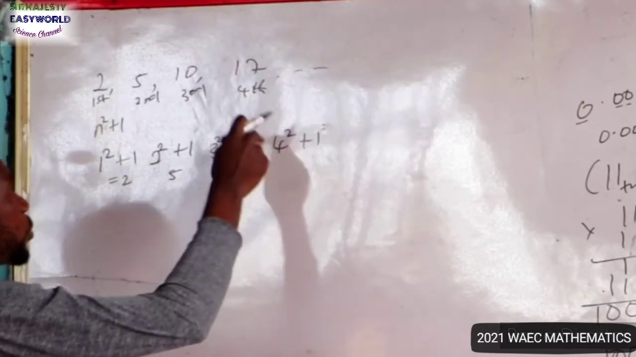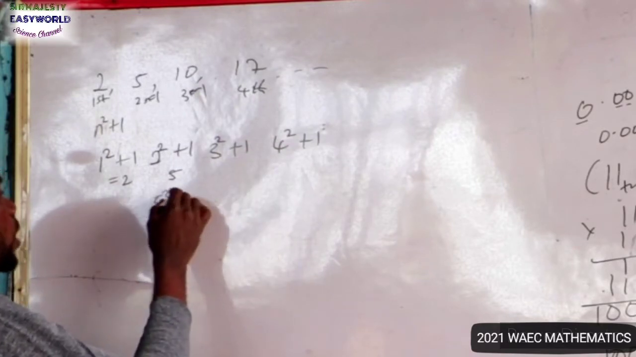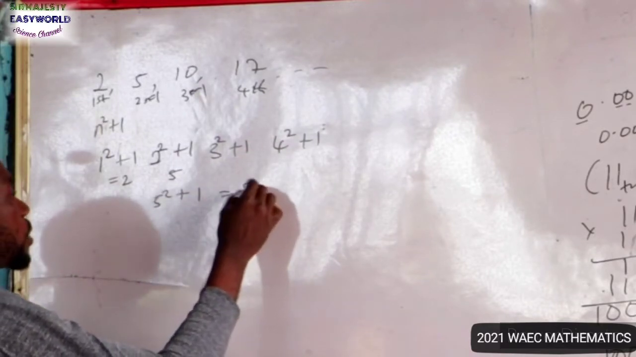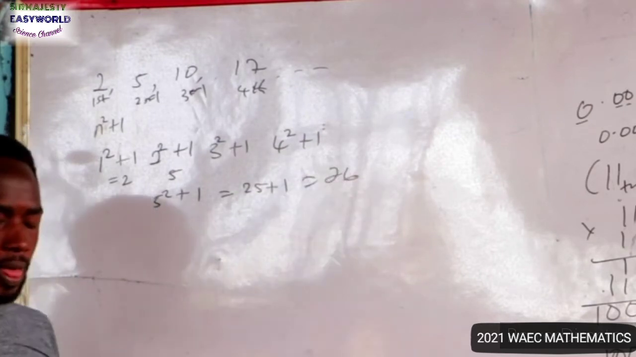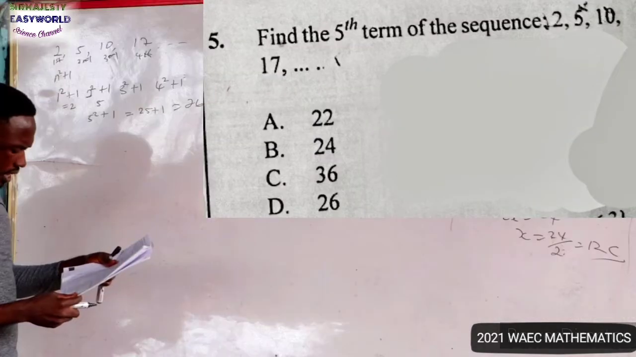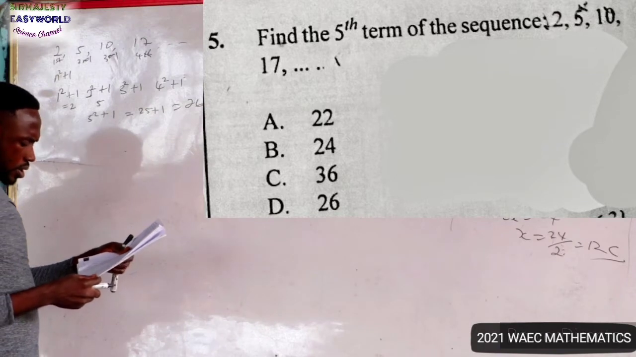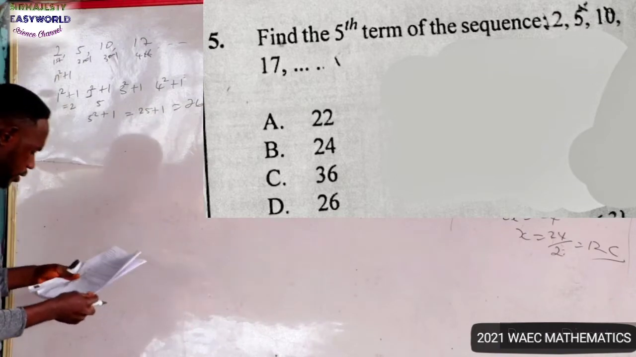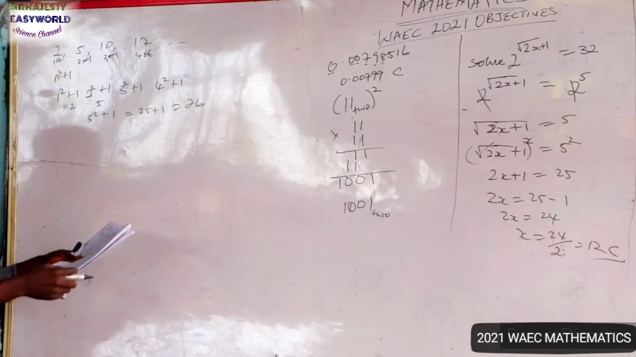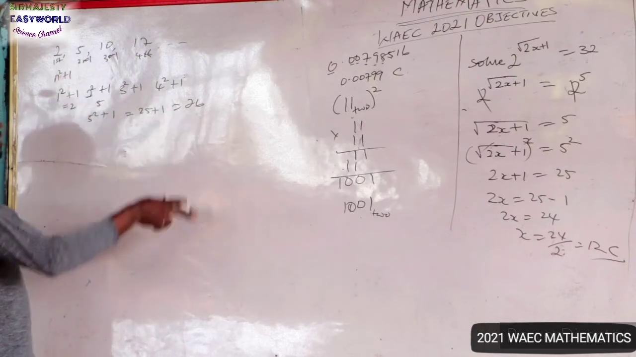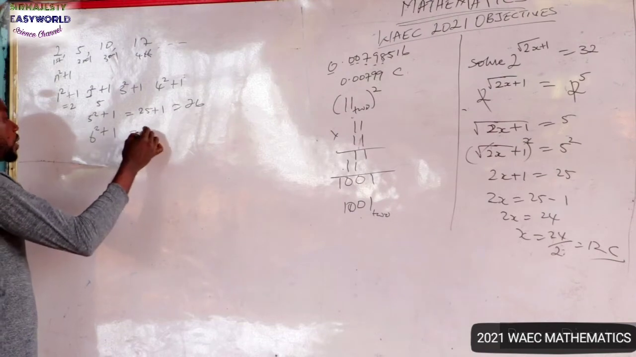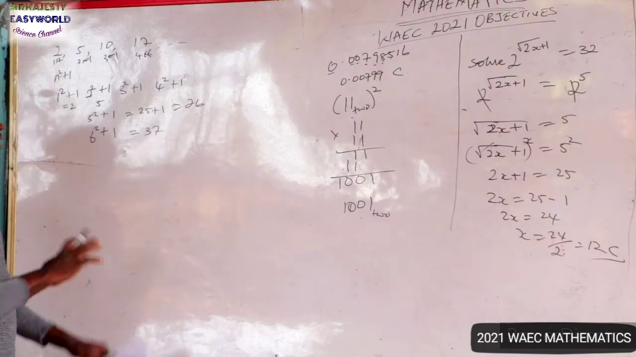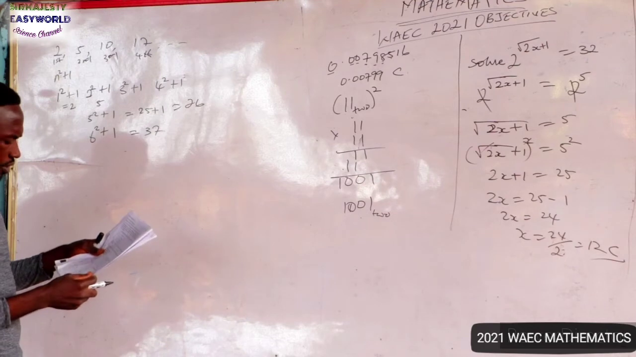So the next term should be automatically 5 squared plus 1. And 5 squared is 25 plus 1, which will give you 26. So, looking at the options, yeah, option D is the correct answer. That is the fifth term. So if you are told to find the sixth term, you can also do it, 6 squared plus 1, which will give you 37. So that's the sequence. That's the order it is following.